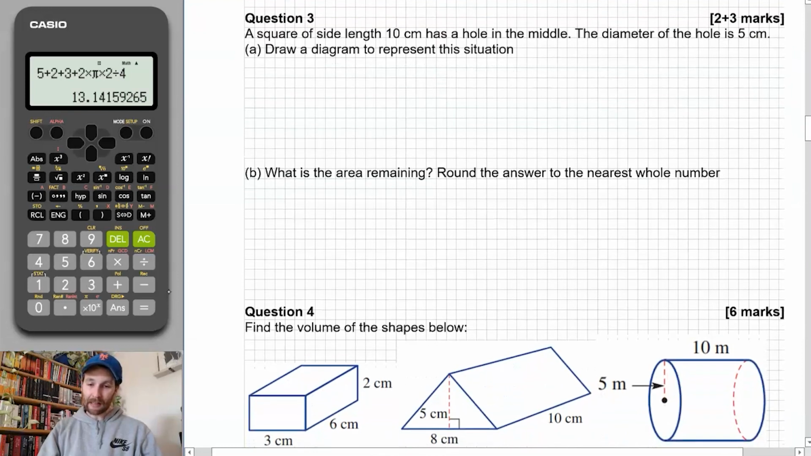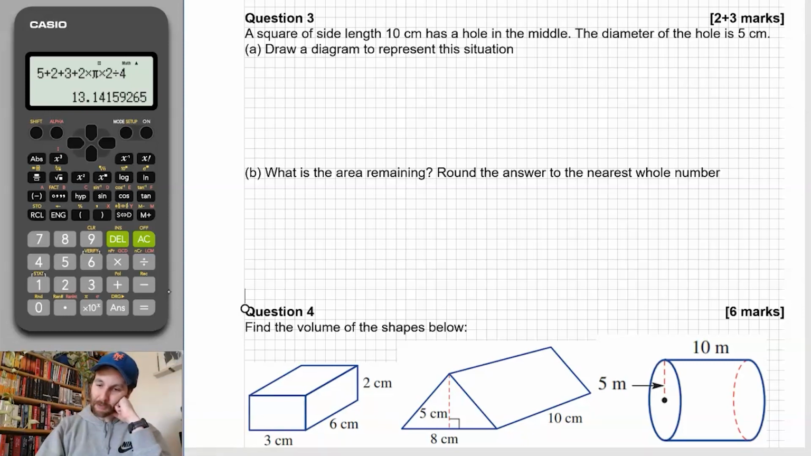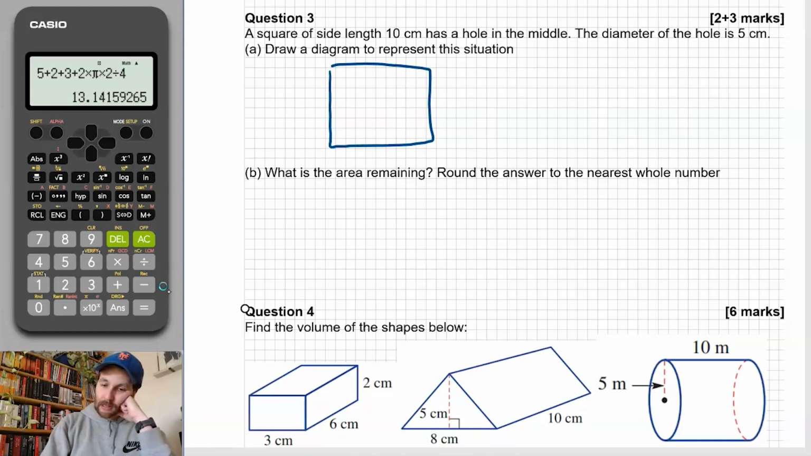A square of side length 10 centimeters has a hole in the middle. The diameter of the hole is 5 centimeters. Draw a diagram to represent this situation. Cool. We've got a square. They have side lengths of 10 centimeters each. I might just do that to show that they're all the same.